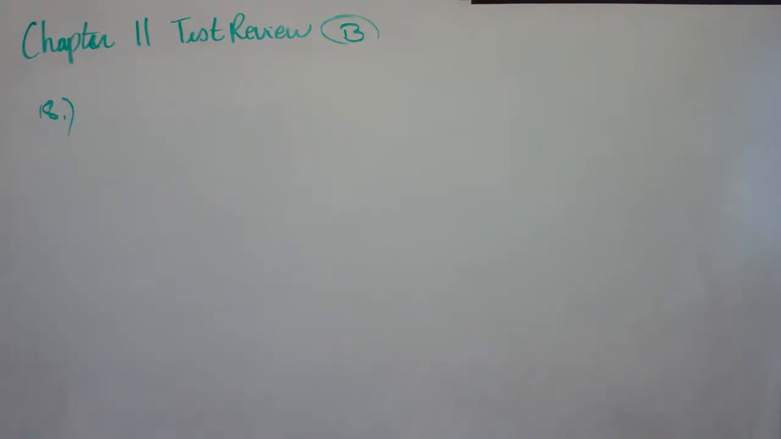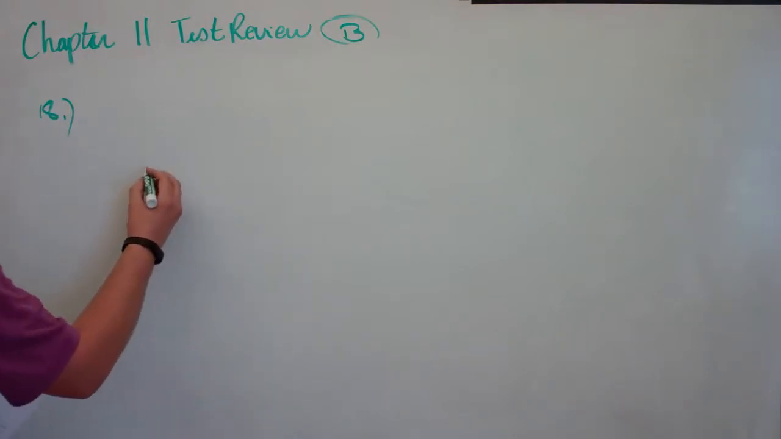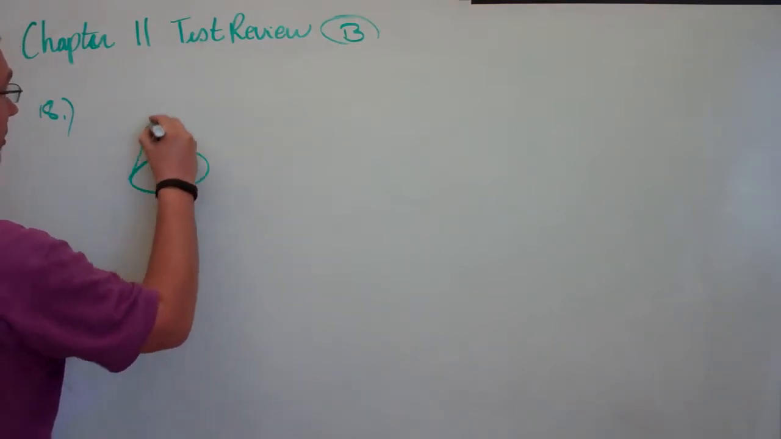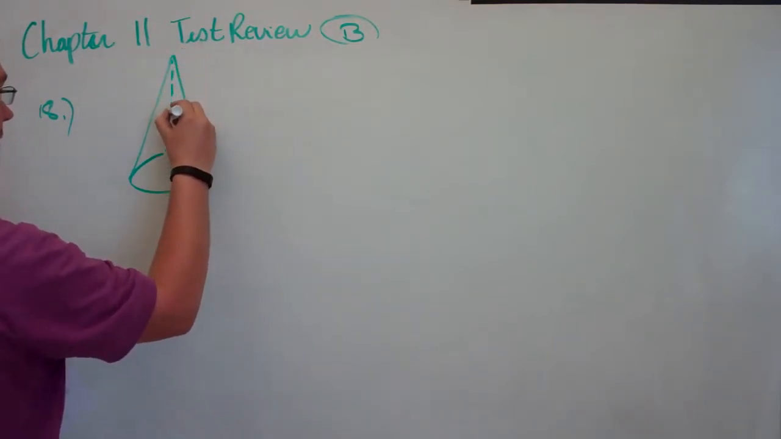Alright, 18. Error analysis. So, you read along as I read along. It says, 2 cones have the same volume but different heights. The taller cone is 9 times taller than the shorter cone. Your friend concludes that the radius of the shorter cone must be 9 times longer than the radius of the taller cone. What is his error? Alright, let's draw 2 cones, just for a visual.